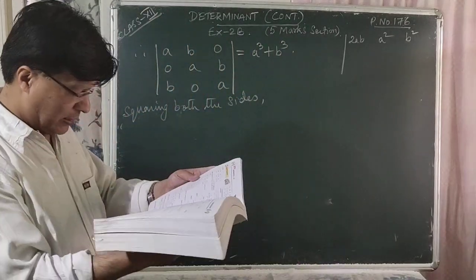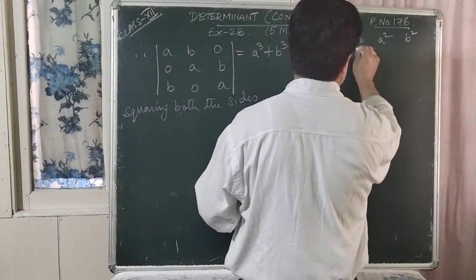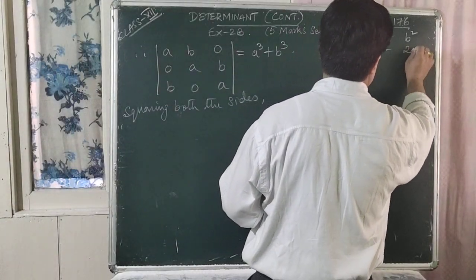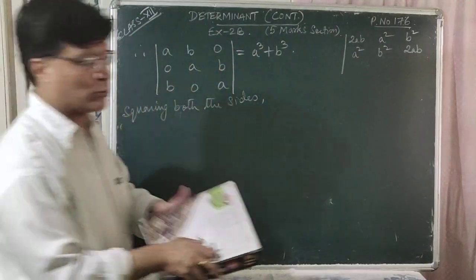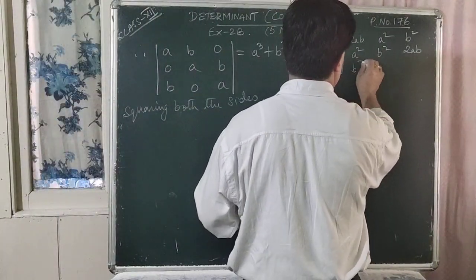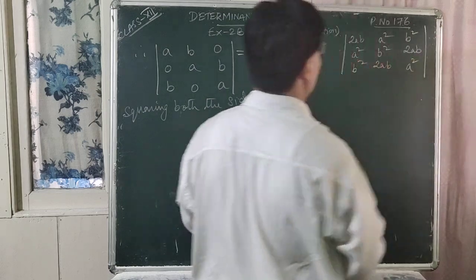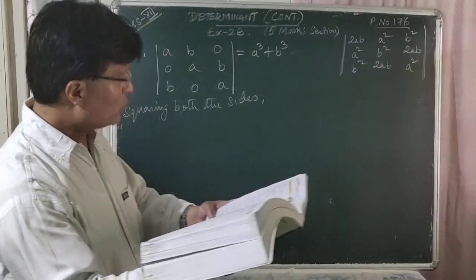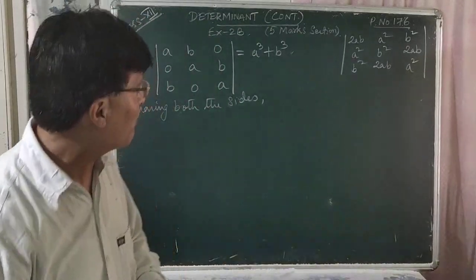That is 2AB, A square, B square. Then A square, B square, 2AB. And the next one is B square, 2AB, A square, right? You have to find out the value of this determinant: 2AB, A square, B square; A square, B square, 2AB; B square, 2AB, A square, right?